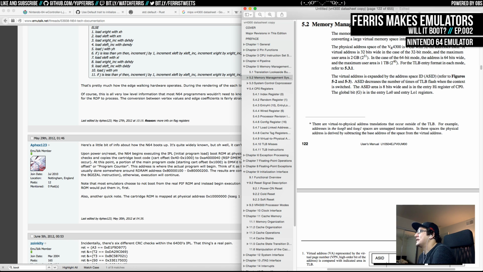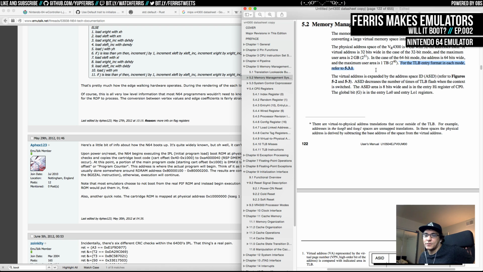The memory management system expands the address space of the CPU by converting a large virtual memory space into physical addresses. The physical address space of the VR4300 is 4 gigs with 32-bit addresses used. A virtual address is 32 bits wide in 32-bit mode, and the maximum user area is 2 gigs. In 64-bit mode, the address is 64 bits wide, and the maximum user area is 1 terabyte. For the TLB, I think that's called the translation look-aside buffer, we'll get to that when we get there. It's going to be setting up certain data structures in certain parts of the CPU so that it knows how to translate different addresses.